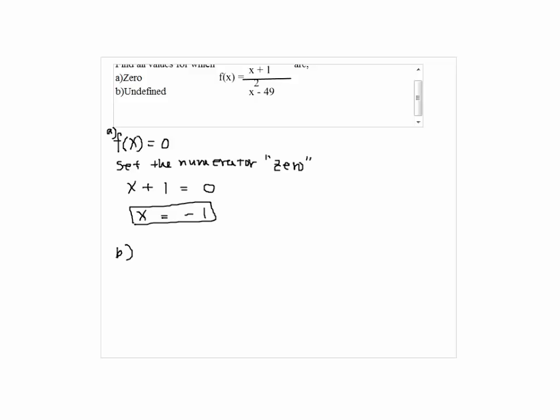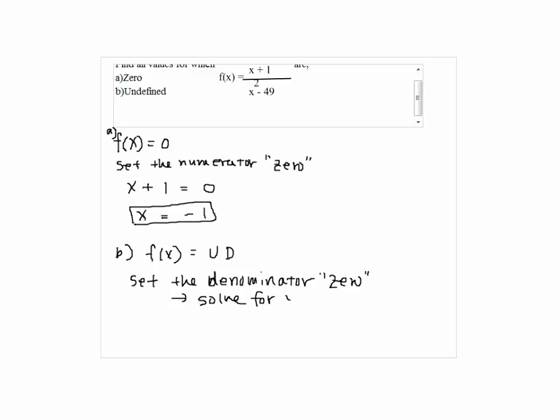B, undefined. So here when f of x is undefined, we have to set the denominator equal to 0. Then solve for x. So we have x squared minus 49 equals 0. So x plus 7 times x minus 7 equals 0 by factoring. So the answer will be x equals negative 7 and 7.